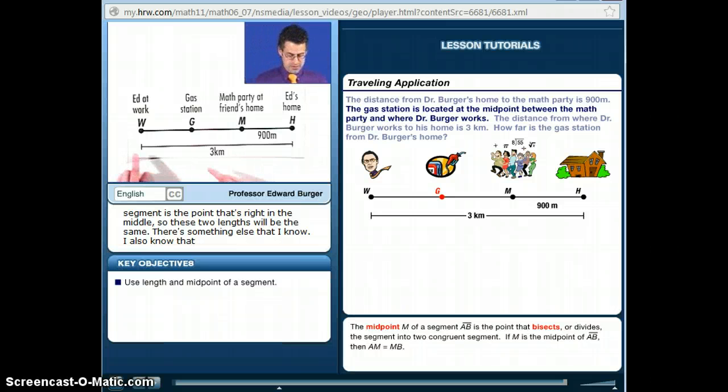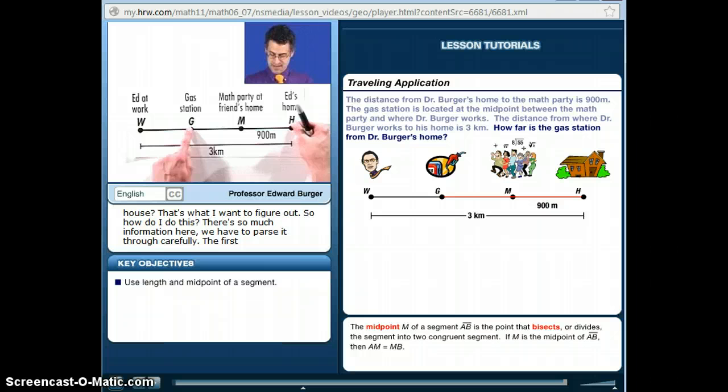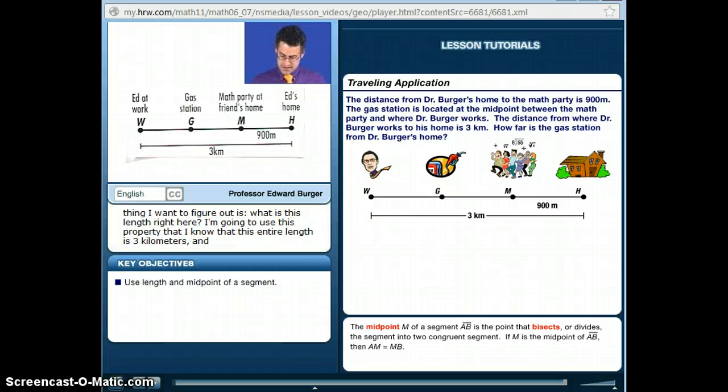Okay, but there's something else that I know. I also know that the entire distance from where I work to where I live is 3 kilometers. And the question that I want to know is, how far is the gas station from my house? That's what I got to figure out. So how will I do this? There's so much information here, we have to parse it through carefully. Well, the first thing I want to figure out is, what is this length right here?